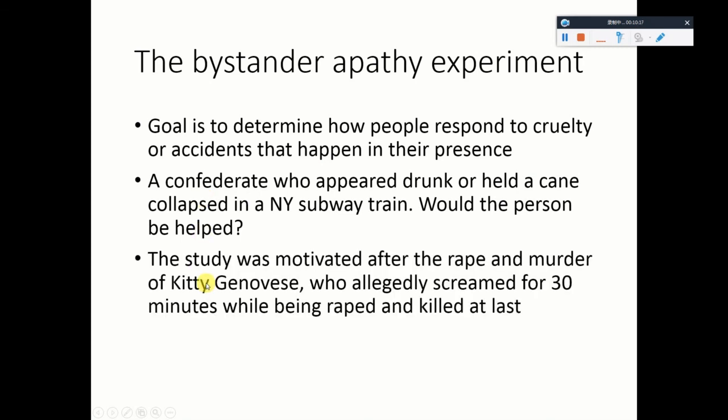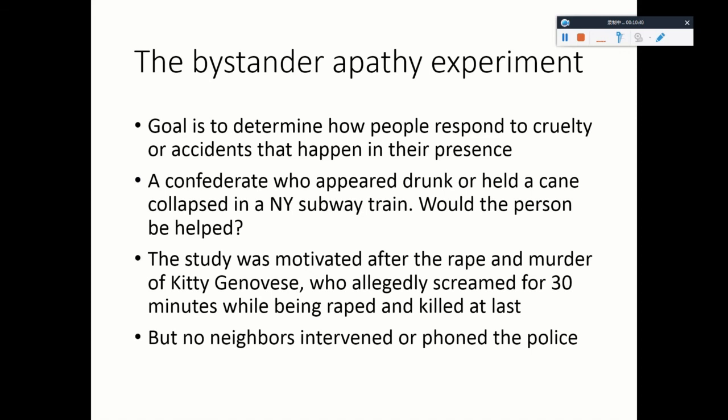The reason that researchers decided to do this study is because of the very tragic death of Kitty Genovese. Miss Genovese allegedly screamed for 30 minutes while being raped and killed at her home. And despite the screaming and other noises, no neighbors intervened or even called the police.